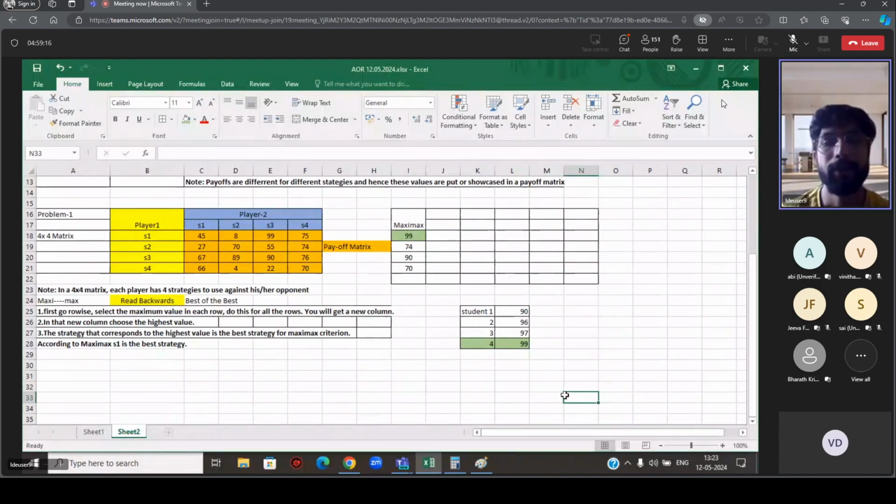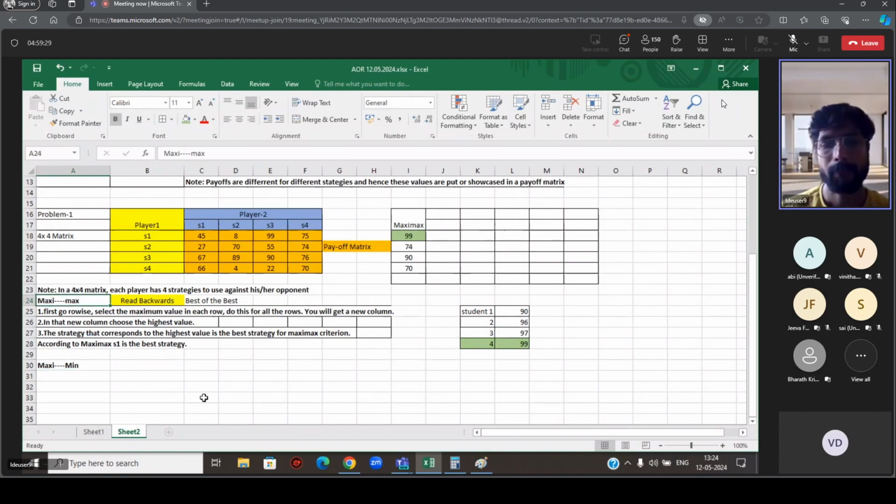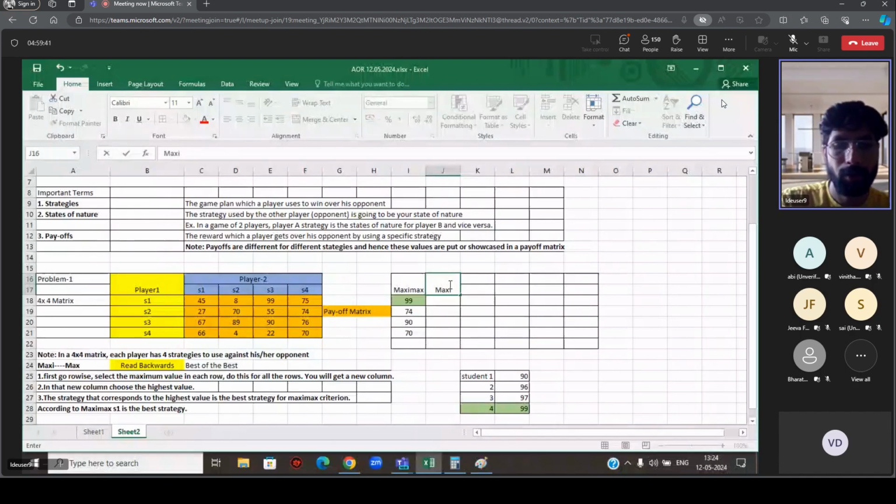Then you have something called maxi-min. So you're going to read it backwards. First is minimum, then is maximum. So how do you do that? Very simple. Go here, merge and center, put maxi-min.